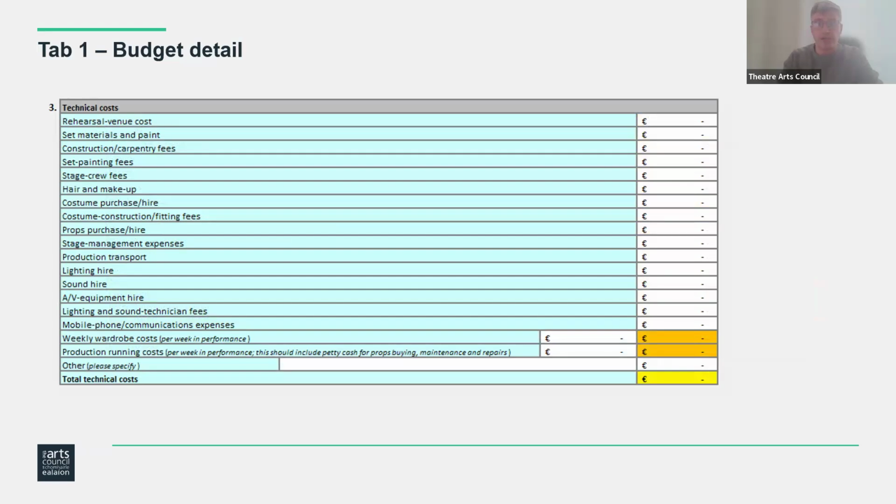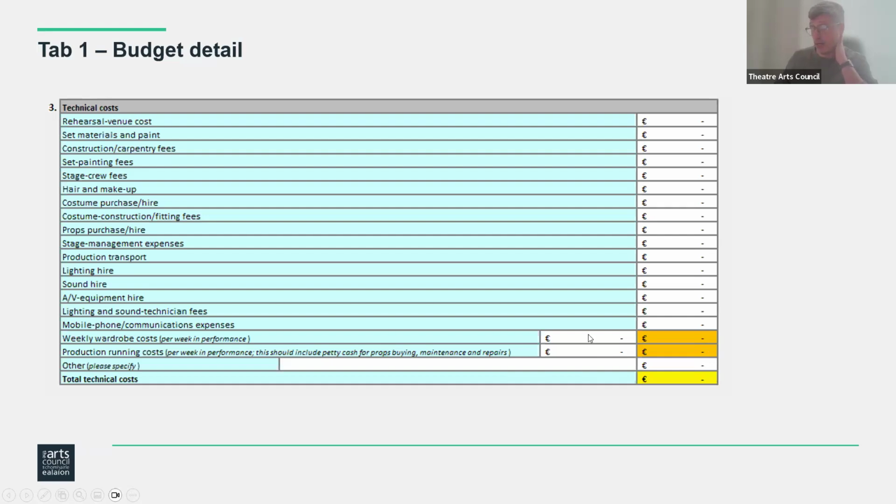Okay, and technical costs. All different line items there if you want to or need to use that. Down at the bottom, there's a weekly running cost for wardrobes and props, and that's calculated using the rehearsal weeks, performance weeks. Those calculations are drawn in from the numbers section above.